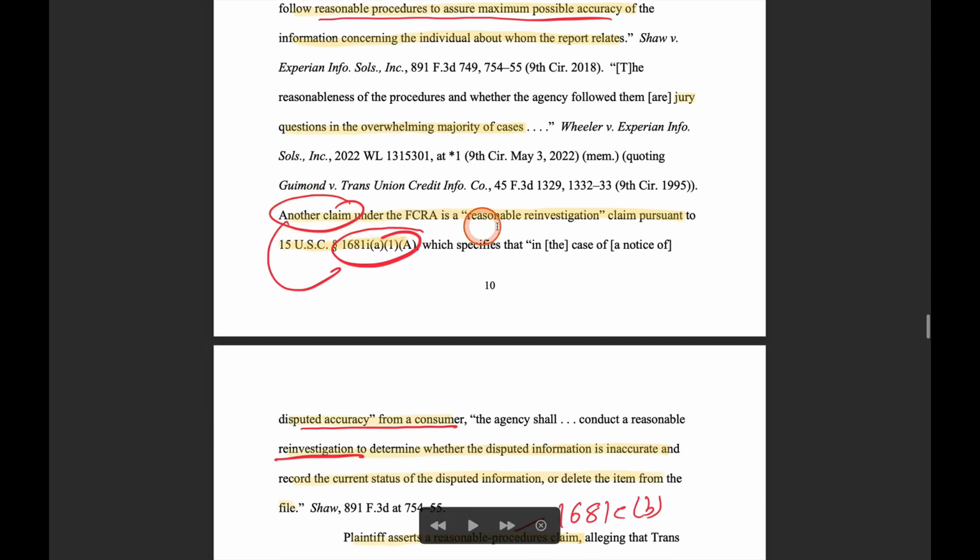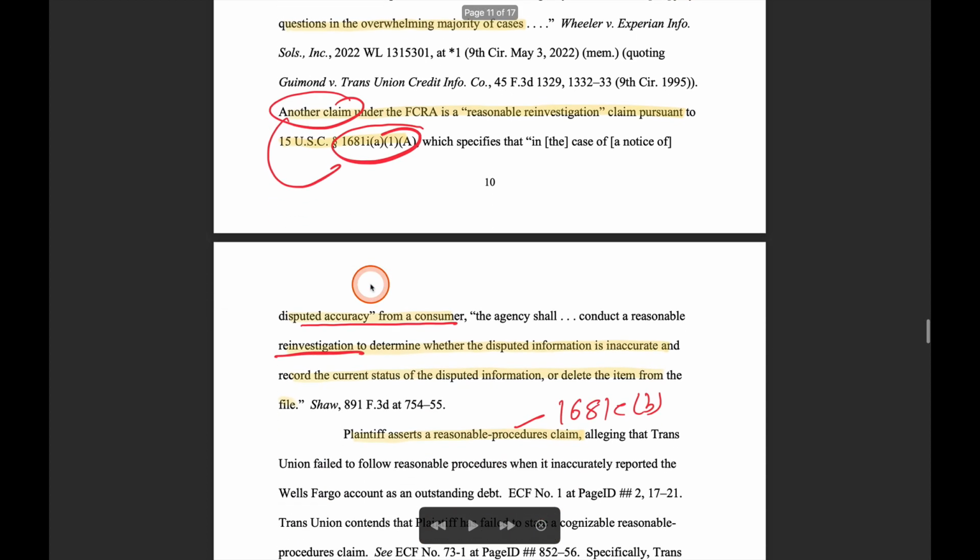Another claim is the reinvestigation. They call it reinvestigation because, at least theoretically, we believe the credit bureaus investigate the information before it goes on to your report. Not exactly true. But anyway, it's called reinvestigation. You can just remember it, though. It's an investigation. You notify TransUnion, say, investigate this. They do an investigation. That's under Section I, 1681i for investigation.